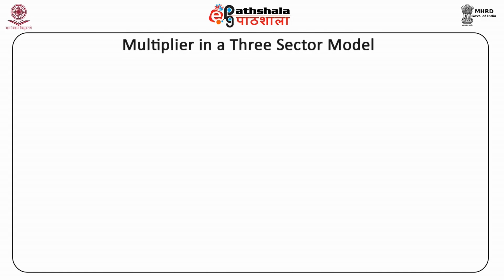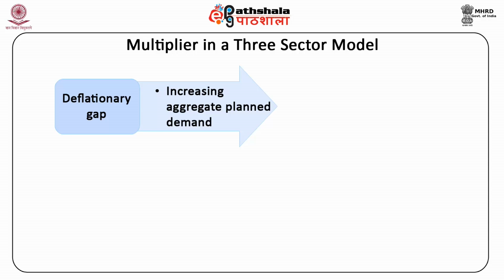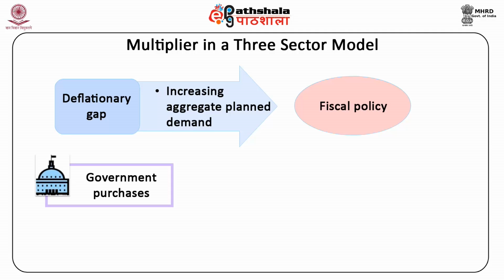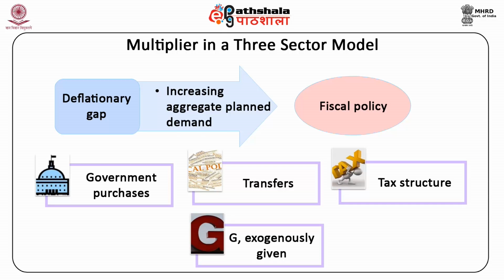in a three-sector model. The existence of a deflationary gap in an economy calls for the government to play an important role in increasing aggregate planned demand. The government affects the level of equilibrium income through its fiscal policy. Fiscal policy is the policy of the government with regard to the level of government purchases, the level of transfers, and the tax structure.